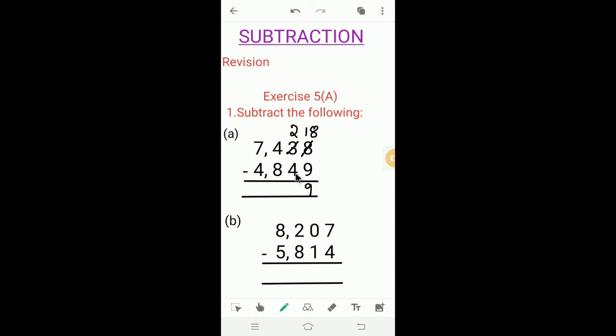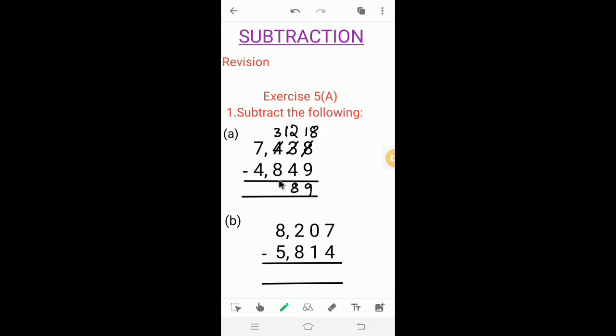2 minus 4, is it possible to subtract? No, it is not possible. So what we have to do? We have to borrow from the next number. Your next number is 4. If we borrow from 4, then 4 becomes 3 and here 2 becomes 12. 12 minus 4 is 8.